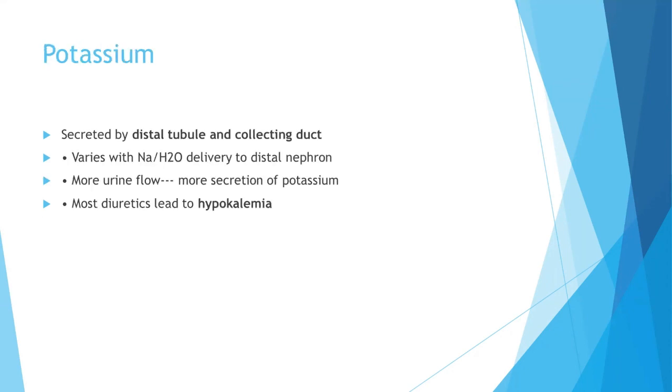So potassium is secreted by the distal tubule and collecting duct, and it varies with the sodium water delivery to the distal nephron. So if there's more urine flow, it will cause more secretion of potassium. So most diuretics will lead to hypokalemia.